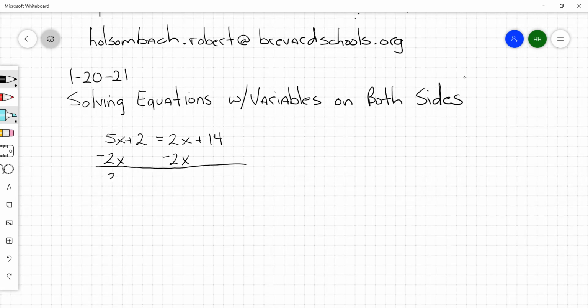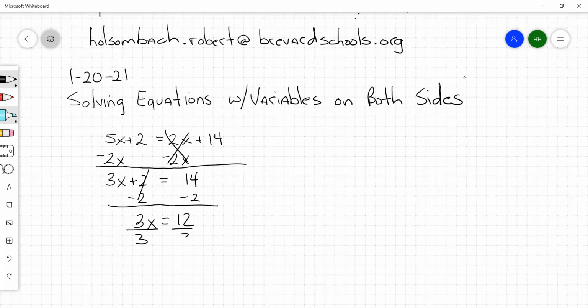So you end up with 3x plus 2 is equal to 14. Because obviously these go away. And then it becomes really simple. So if you subtract 2 from each side, and those cancel, your 3x is equal to 12. And you can divide both sides by 3. X is equal to 4. Good there? Good. Let's try another one.